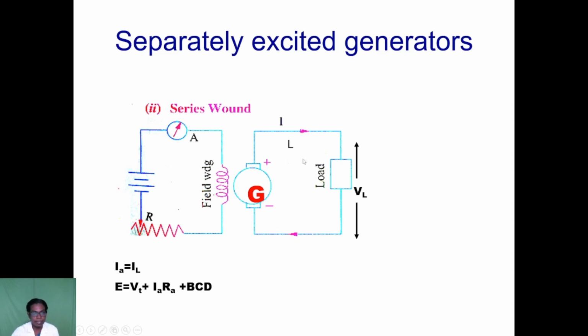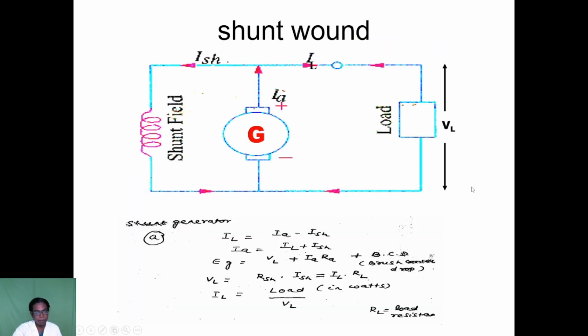Next, separately excited. This is a separate field winding. The field winding is given a different, separate supply, and the field winding produces some energy. That energy is given to the generator. So I is equal to IL, and EG is equal to VT plus IA RA, and BC is the back EMF.